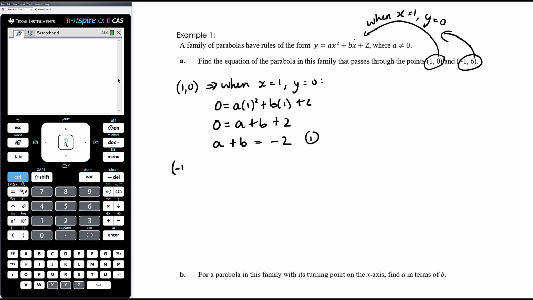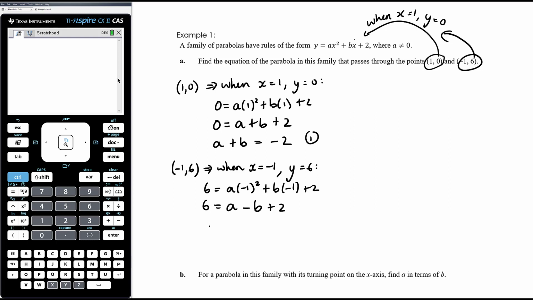So the point (-1, 6) means when x is equal to negative 1, if that lies on the line, then for this equation, y must be equal to 6. We sub that in, so y equals 6 when x equals negative 1. Okay, so 6 equals negative 1 squared, which is positive 1, so that's just a. Negative 1 times b is going to be negative b, plus 2. I'm going to take away 2, so I have a minus b equals 4. And there's equation 2. And so I now have two simultaneous equations with two unknowns, which I can solve in order to find what a and b are.